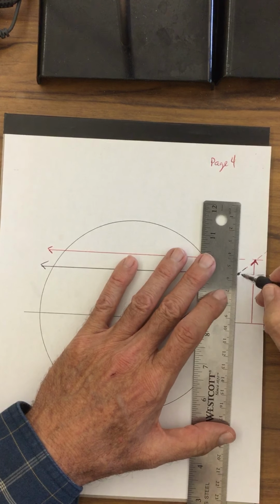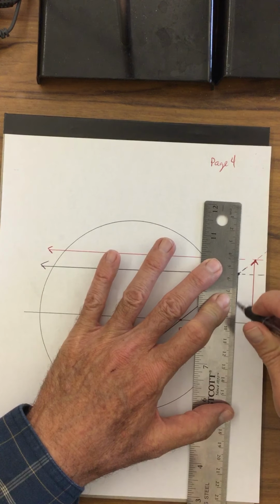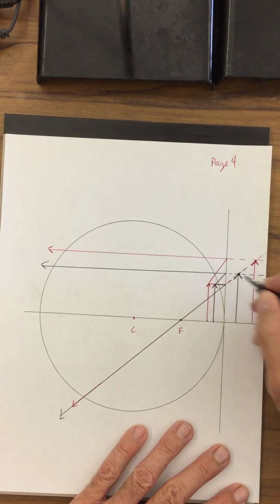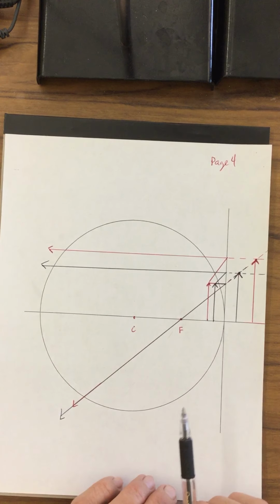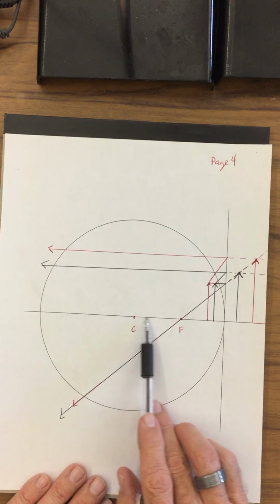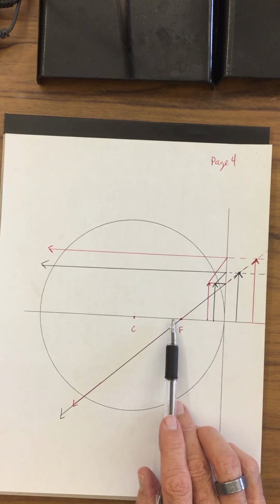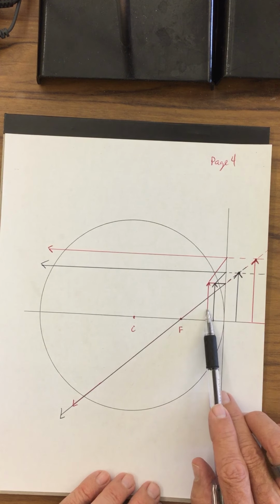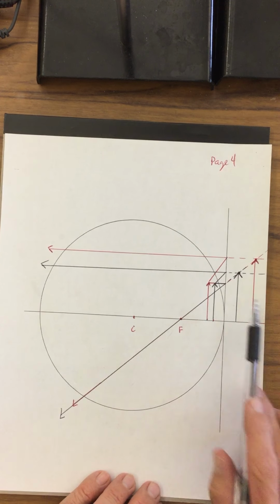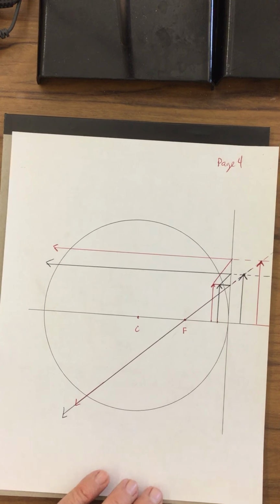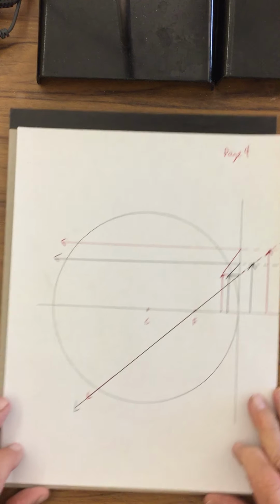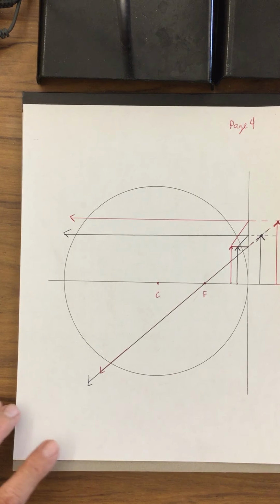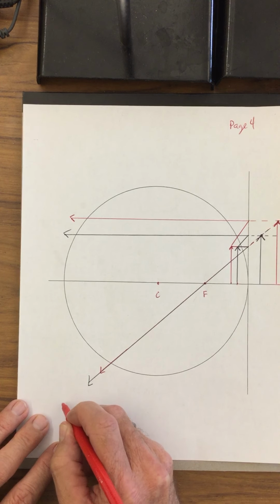But what's happening to my image? My image is still erect, but it's a little smaller. Because if you remember, as we approach the focal point, the image gets larger. If we started with this one and we approach the focal point, the image, which is a virtual image, would get larger as well. So when you pass through the focal point, the image becomes erect. That's the first thing.